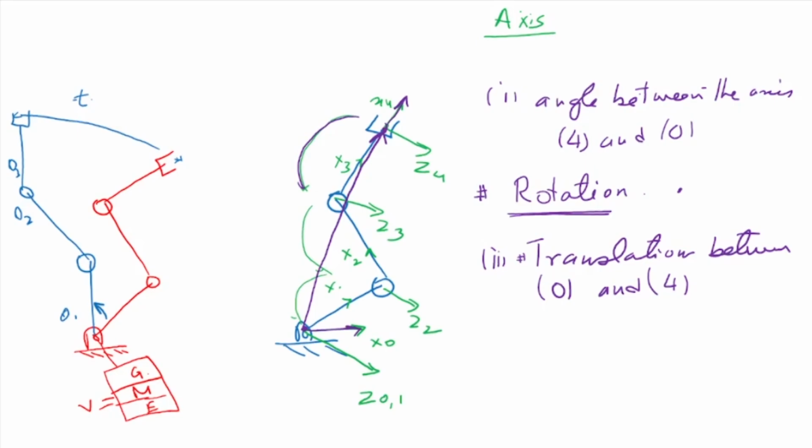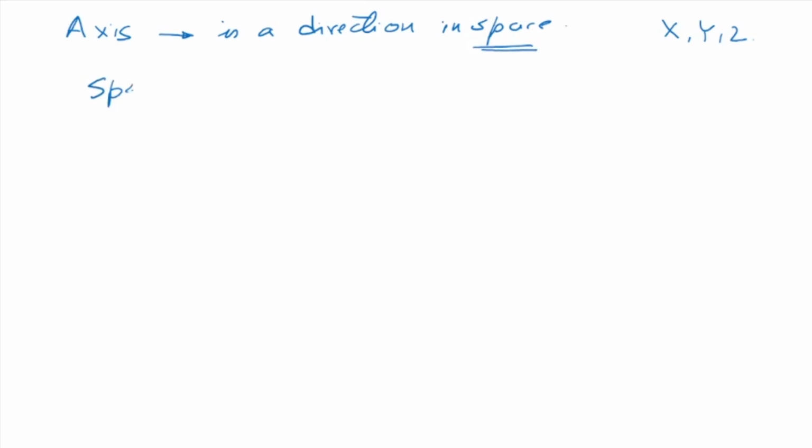Now I define the word axis. What does an axis mean? These are terms which we very commonly use right from our school days without worrying too much about them. So what is an axis? An axis is a direction in space. Hence we can have x-axis, y-axis, z-axis, or we can even have more axes. Now we said in space. What space? The space we are talking about is three-dimensional Euclidean space.